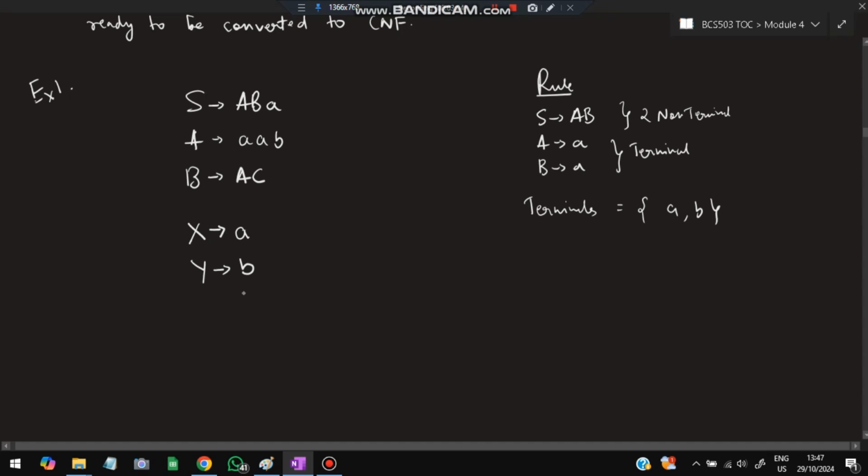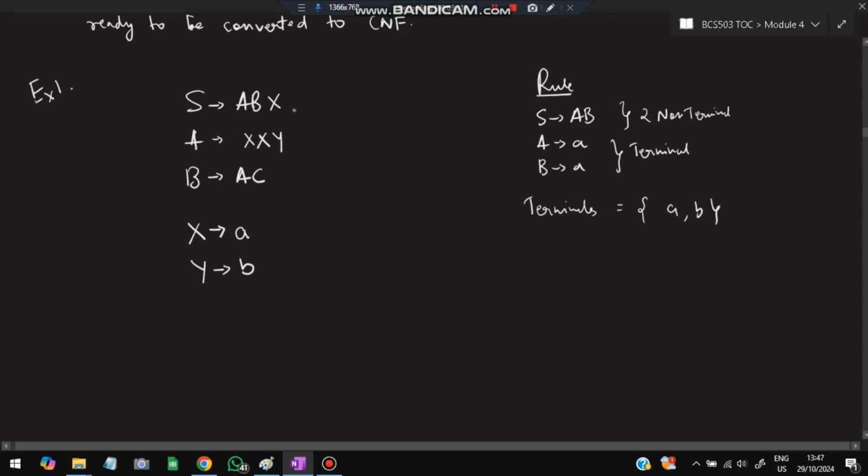Wherever you find A, put X. Wherever you find B, put Y. Okay, A is present here, I'll put it as X, and A is present here, I'll put it as X, and B, wherever it is present, I'll put it as Y. Okay, so here I have removed all the terminals and taken them separately. Now does it satisfy the CNF, which requires going to two non-terminals? Here it is going to three non-terminals.